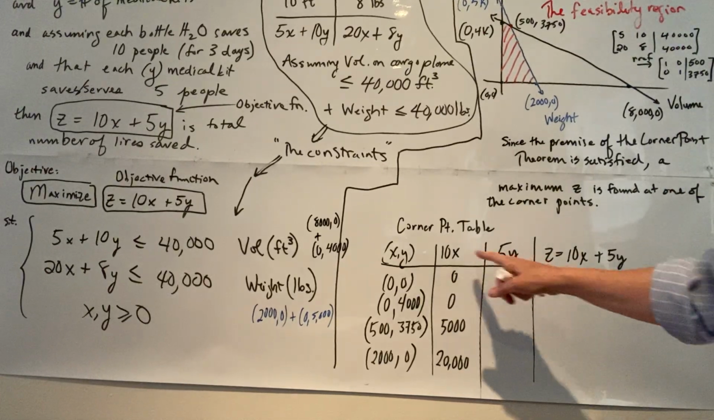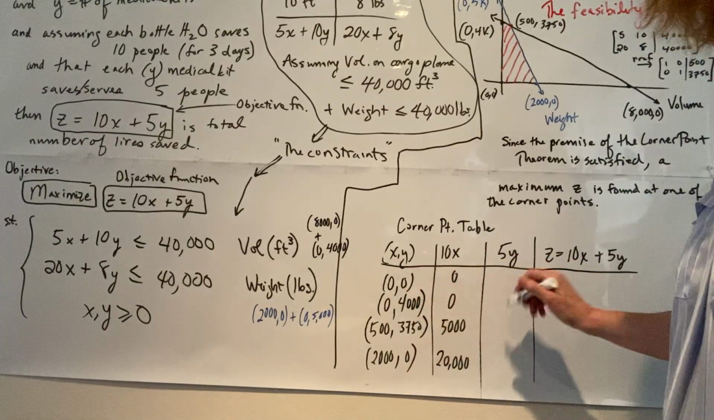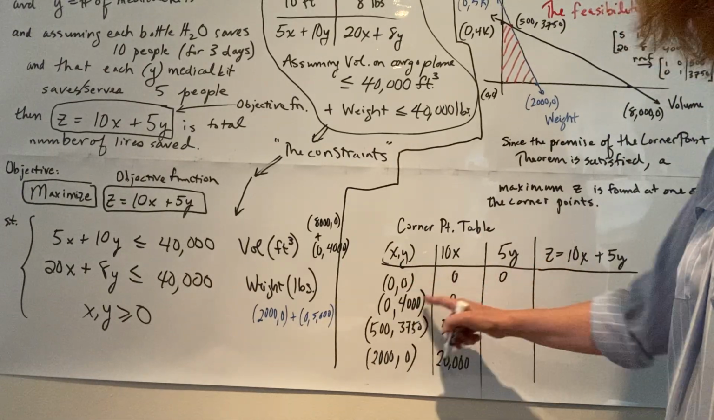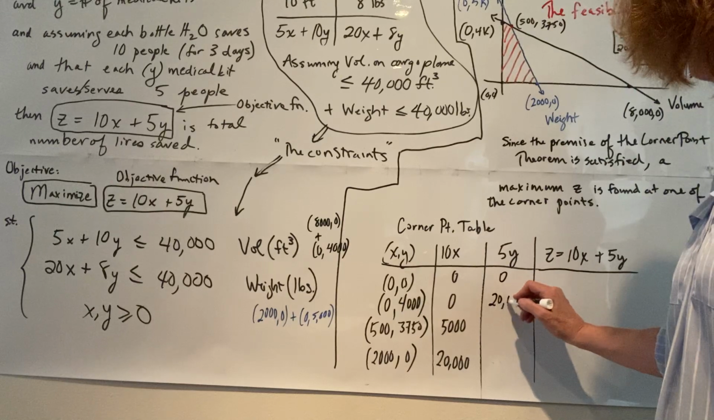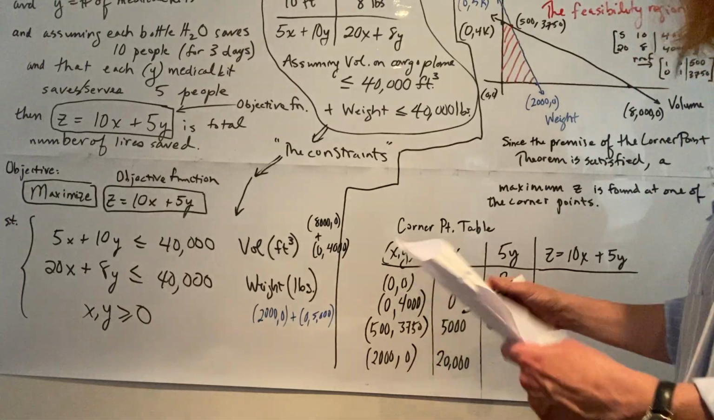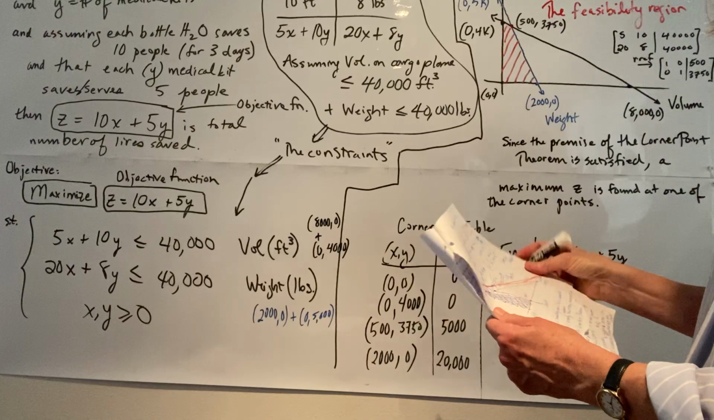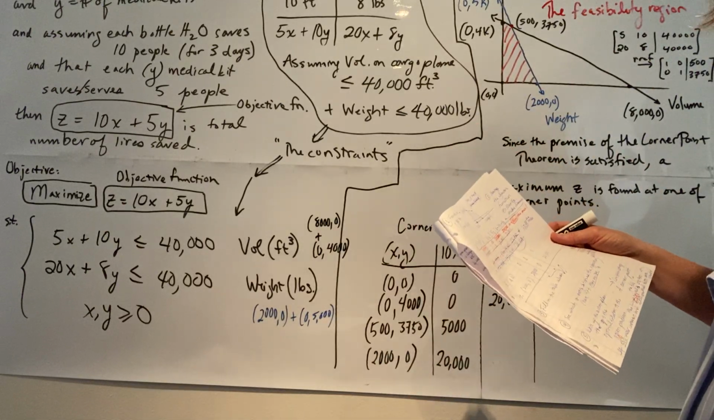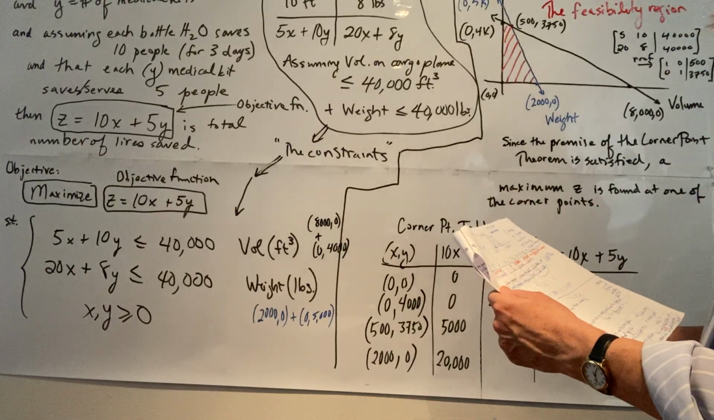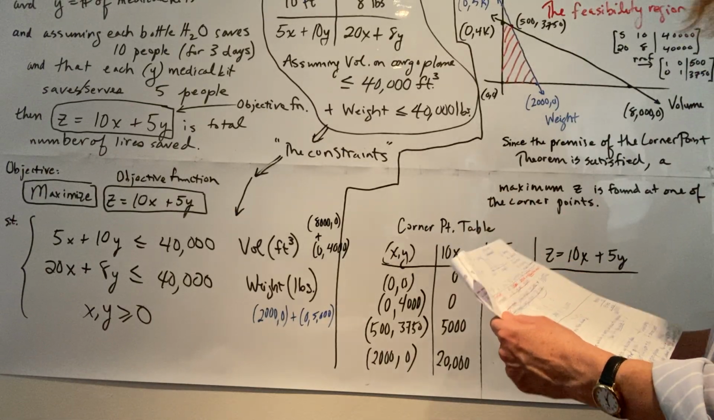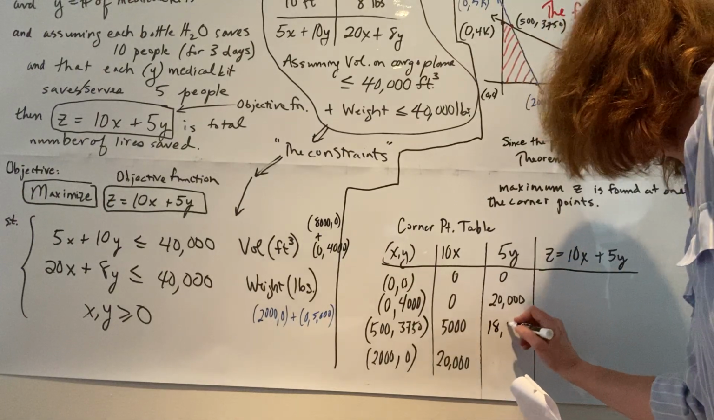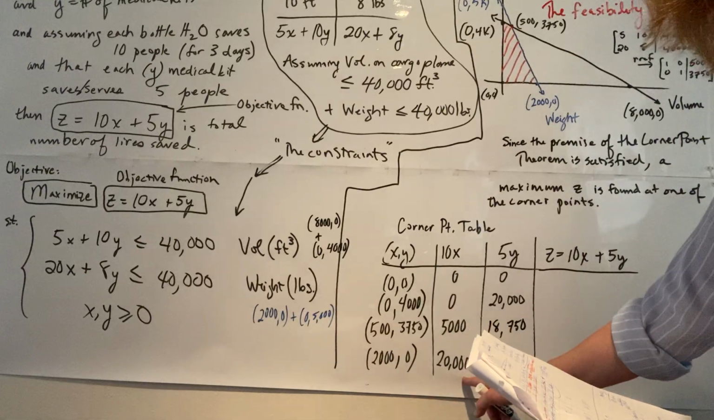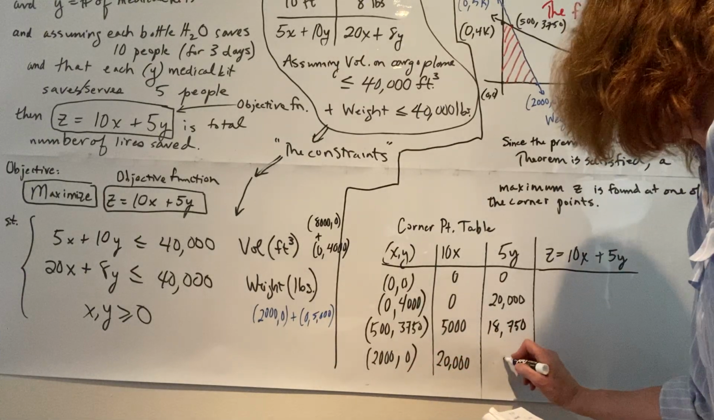Okay, and now 5 times y. So look at all the y coordinates, multiply them times 5. So again, we get 0. 5 times 4,000 is 20,000. 5 times 3750. I've got that here somewhere. Let's see. 5 times 3750 is 18,750. You would multiply that out, right? And then what happens here? 5 times 0, that's 0.